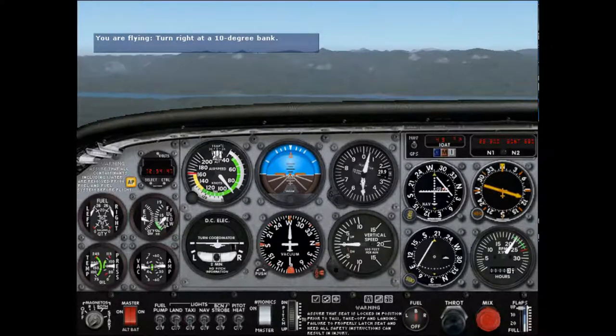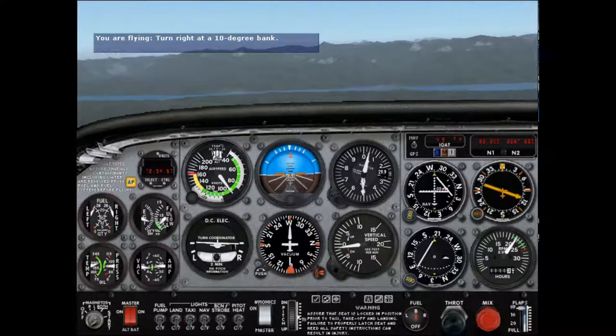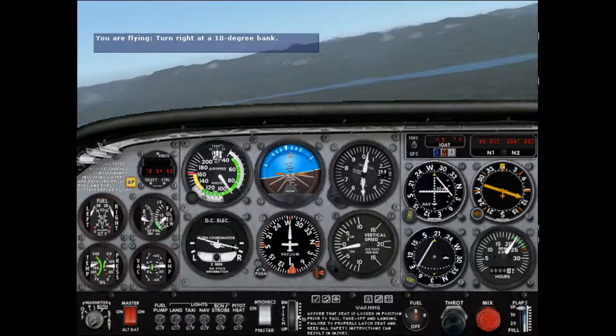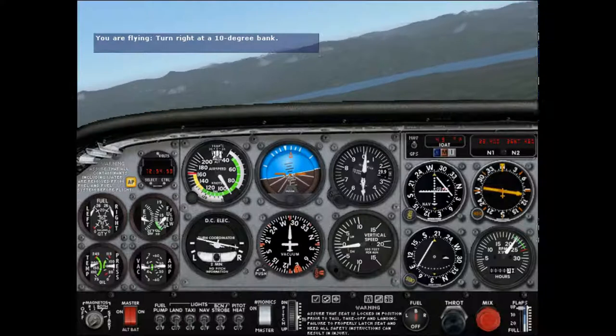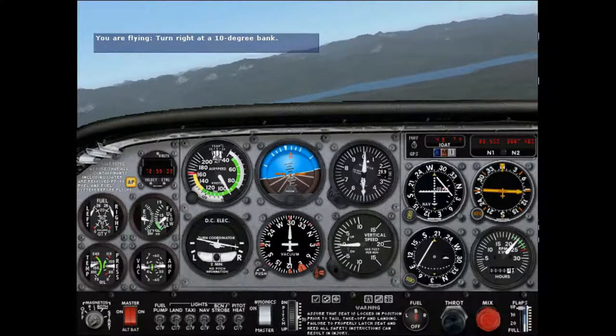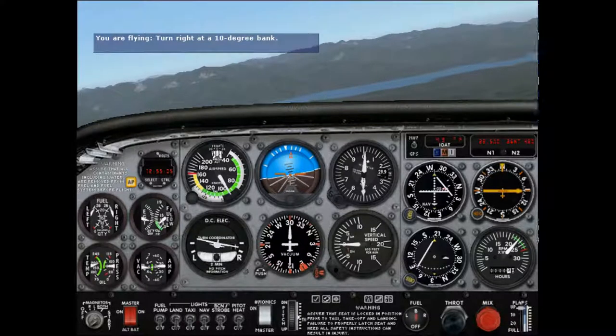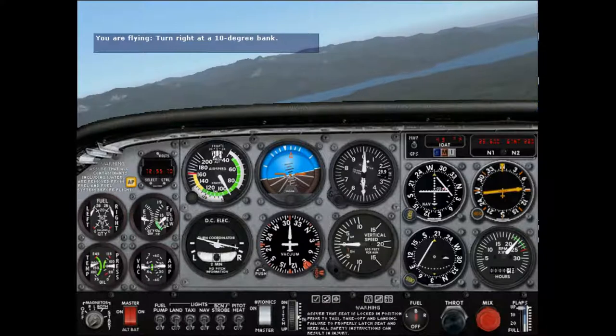I want you to turn right and use a 10 degree bank angle. Notice how the heading changes. The bank angle determines the rate of turn. A small bank angle gives us a small turn rate. A large bank angle gives us a larger turn rate.